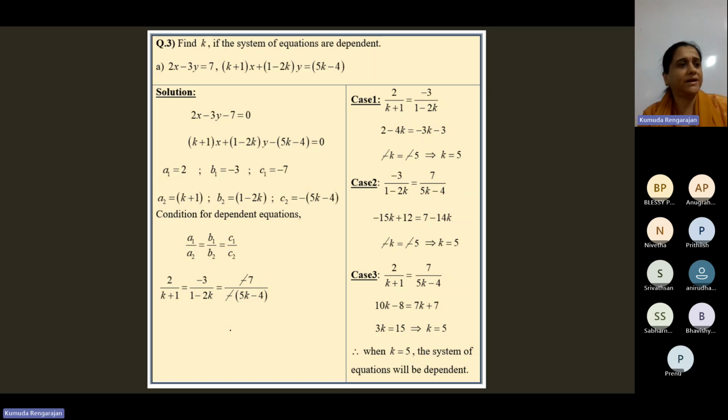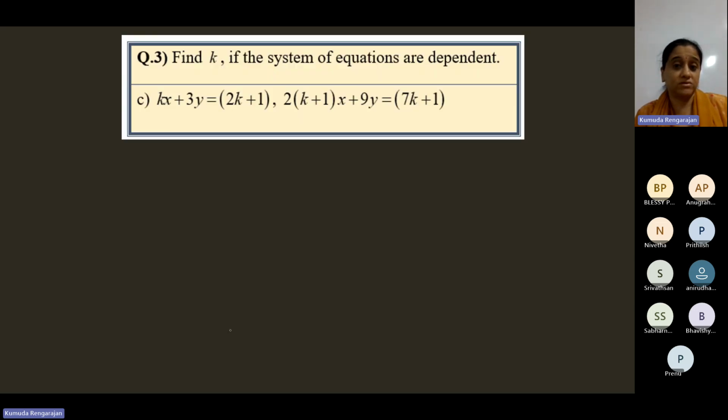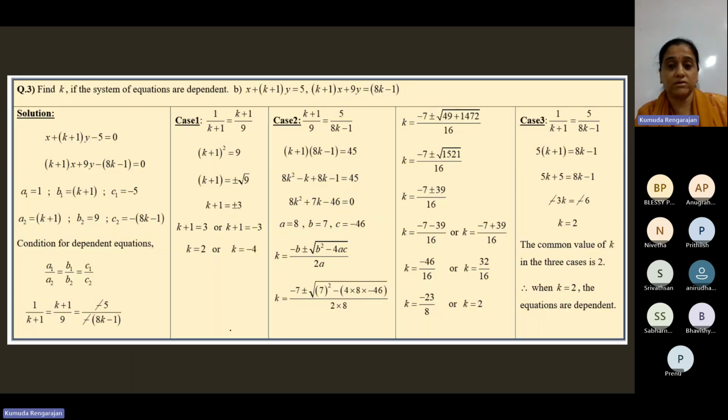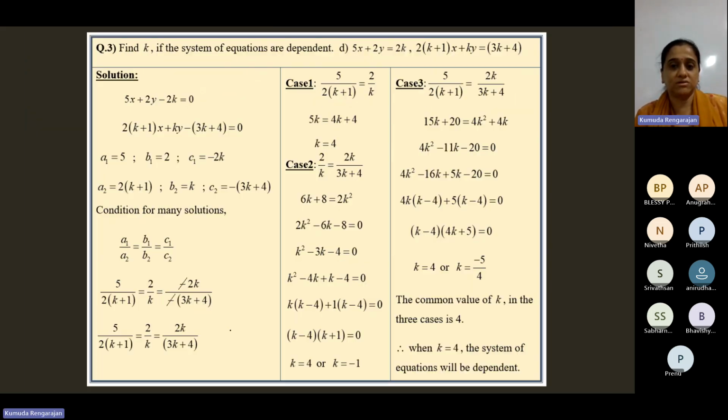I think dependent heading we already did the other day, no? Just check. Have we done sums under this heading? Find k, system of equations are dependent. Oh, we shouldn't be repeating. You've done this under this heading. Oh, sorry, children. Oh, yeah, we did this. We did the second one. This quadratic one we did that day. Sorry. So dependent we finished.